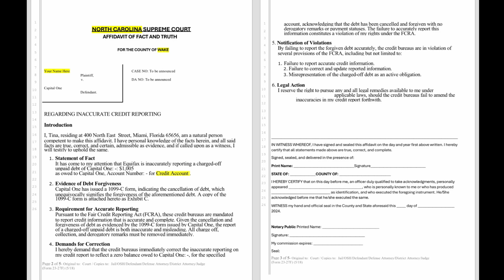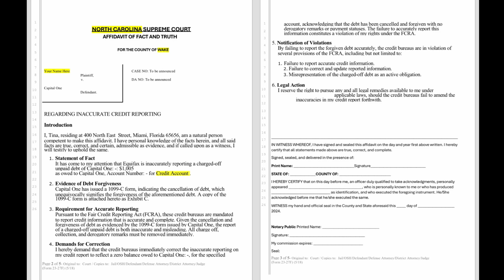Demands for correction. I hereby demand that the credit bureau immediately correct the inaccurate reporting on my credit report to reflect a zero balance owed to Capital One for the specified account, acknowledging that the debt has been canceled and forgiven with no derogatory remarks or payment statuses. The failure to accurately report this information constitutes a violation of my rights under the Fair Credit Reporting Act.